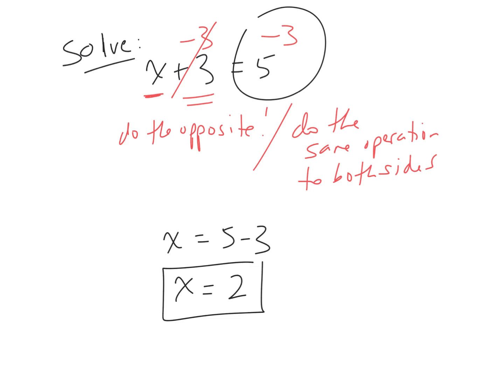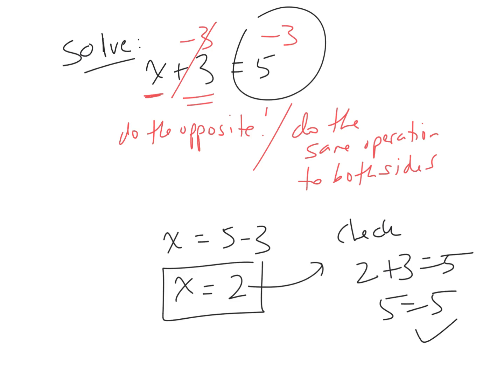And of course, you could even check your answer. You could plug it in and check: does 2 plus 3 equal 5? Yes, of course it does. Left side equals right side. But what I would encourage you to do is follow the process of doing the opposite operation of what is imposed on the variable, so that you can isolate the variable. I'll give you some more examples of this.